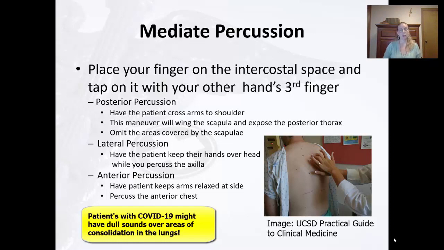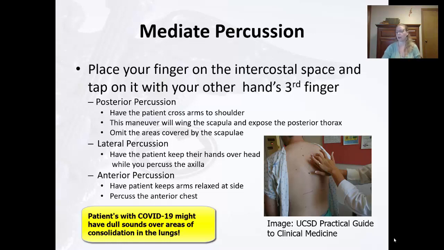To percuss the lateral, you would ask the patient to put their hands over their head, and then you're going to percuss in the axilla. And to do anterior percussion, you just have the patient keep their arms relaxed at their side, and then you would percuss the anterior chest wall. Now you're looking for normal, dull, or hyperresonant sounds. And just like a drum, the more inflated the chest wall is, the louder or more tympanic the sound you will hear when you percuss the chest wall. The more deflated that lung is, so with restrictive lung disease, the duller the sound is going to be.